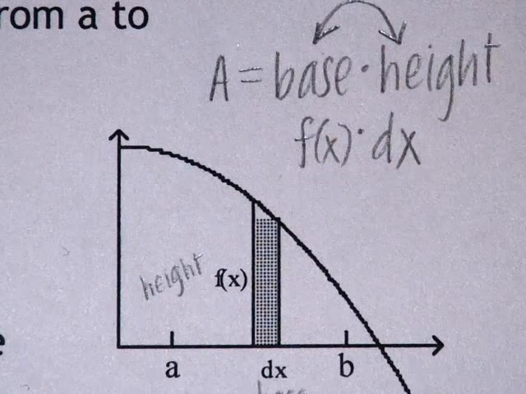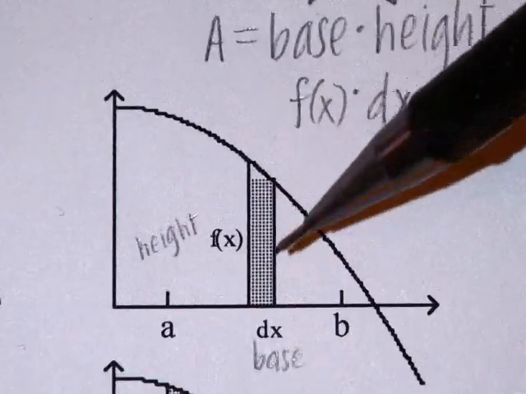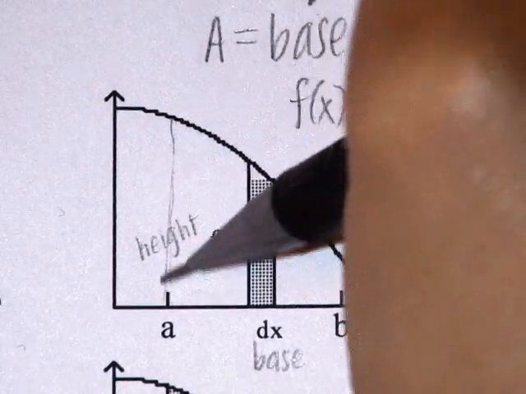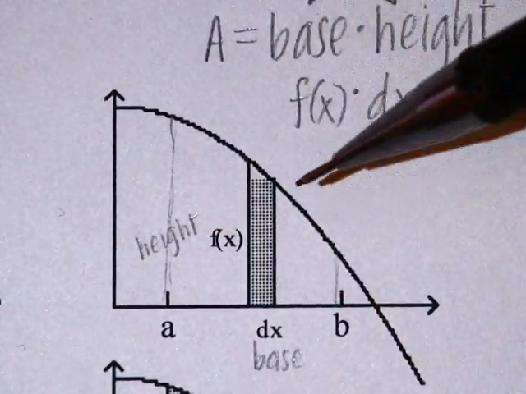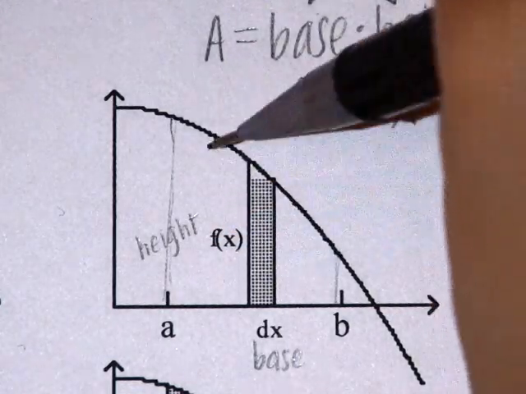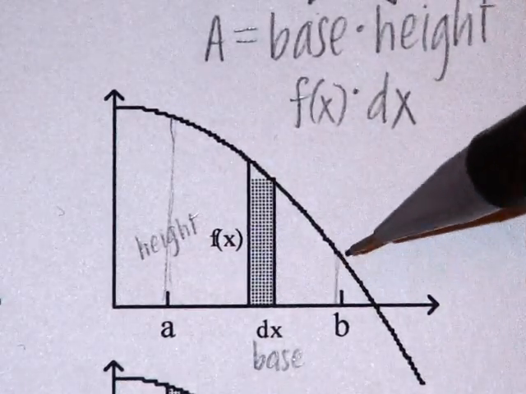So the base dx times the height f of x would give us the area of this little rectangle. Now we know, visually, that this rectangle doesn't do a very good job of approximating the whole area all the way from A to B. Obviously that rectangle is a very small sliver, so I need to keep drawing more rectangles and more rectangles to fill in all of this empty space.